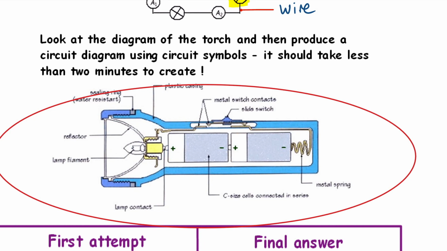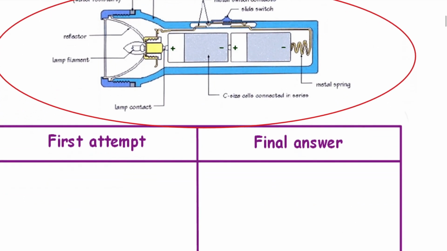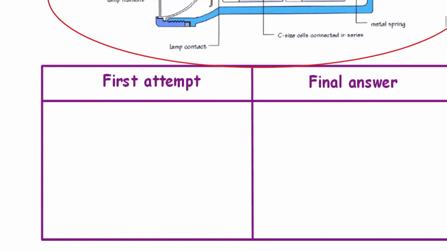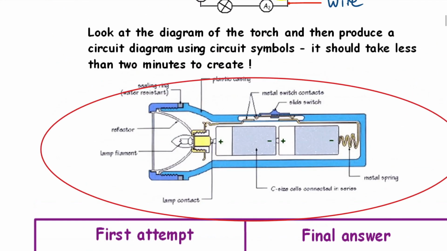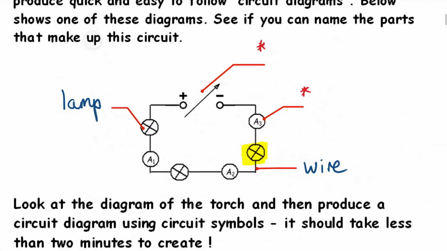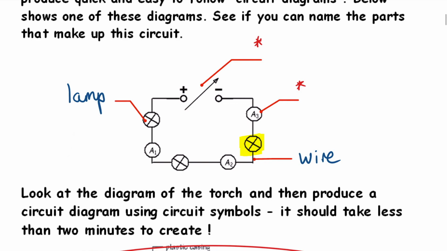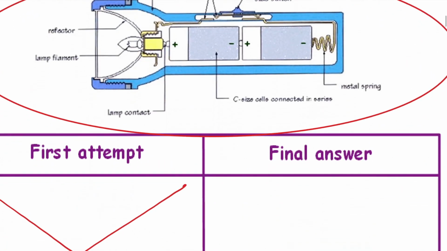So this is a case in point why we use circuit symbols. That's quite a complicated diagram to draw, so we're going to simplify it. And what I'd like you to do now, in this area here, is attempt to draw that circuit similar to this example up here. You don't need to label the different components this time.